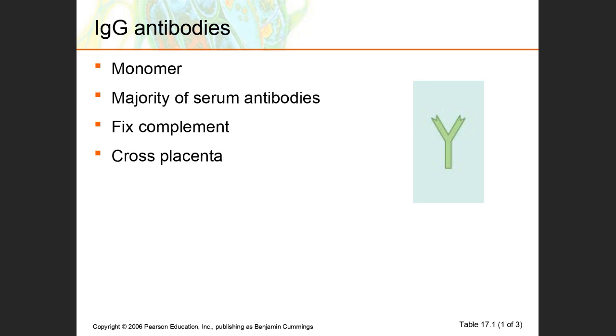And very importantly, they cross the placenta. So this is important because that developing fetus has no immunity, right? It's still developing its immune system, so it has no immunity. So mom's immunity can actually cross the placenta to protect that developing fetus. So the IgG antibodies are able to cross the placenta. So mom's immunity can help protect that developing fetus.